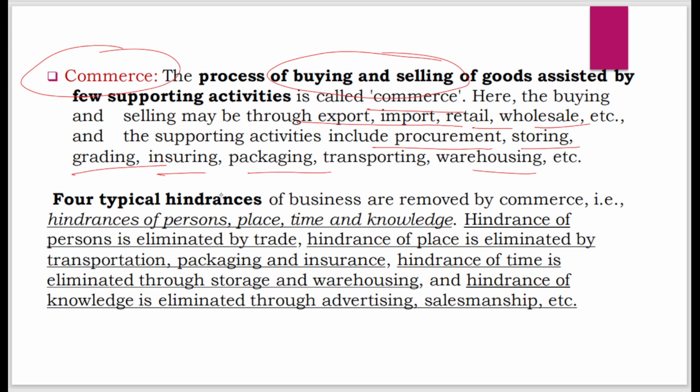There are four typical hindrances that are removed by commerce: hindrance of person, place, time, and knowledge. Each one is removed by commerce. Hindrance of person is eliminated by trade. Hindrance of place is eliminated by transportation, packaging, and insurance. Hindrance of time is eliminated through storage and warehousing. And hindrance of knowledge is eliminated through advertising, salesmen, etc.